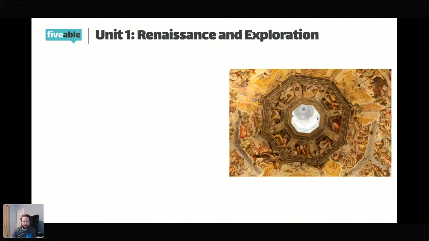Unit 1 is Renaissance and Exploration. All right. So you'll see at the top that those headers are going to tell you which unit we're currently in. Unit 1 obviously is Renaissance and Exploration, like it says, and those are going to change as we move through. But I'll of course talk a little bit about that. But if you want to use this PowerPoint to study later on, that's how you can know.